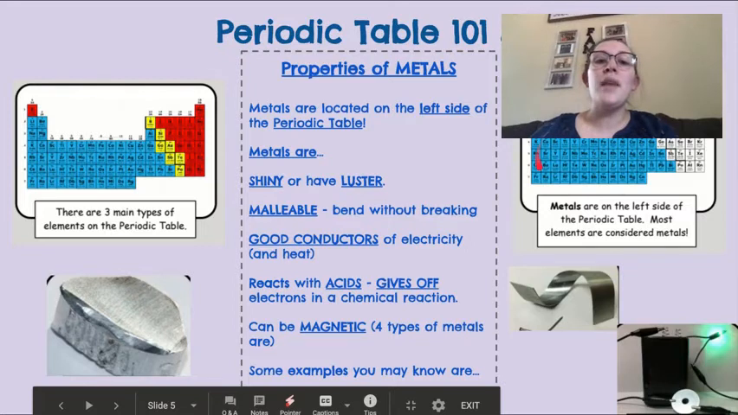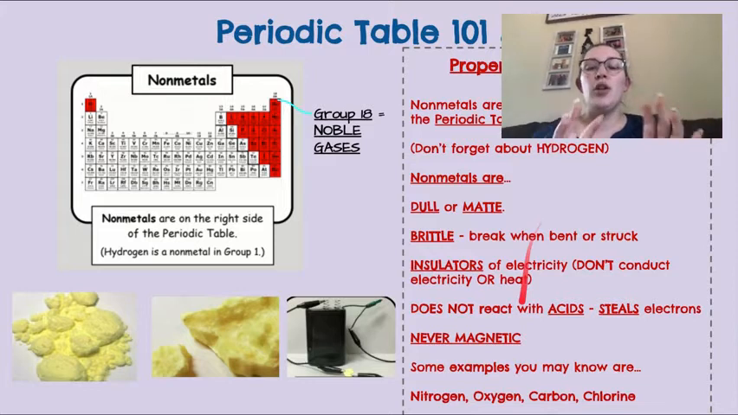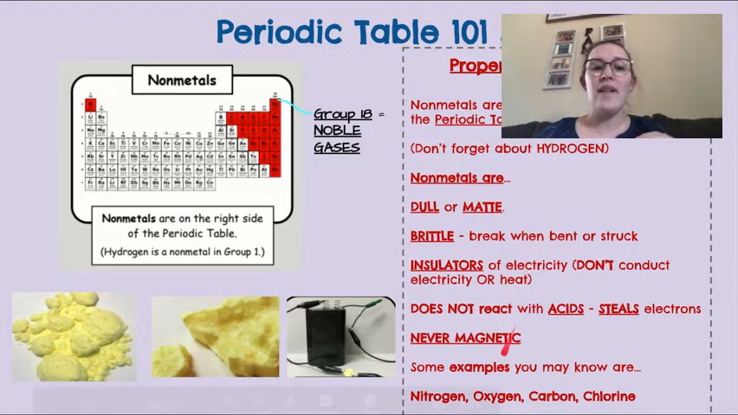Now we're going to go to our metalloids. Metalloids have properties of metals and non-metals. So I want you to keep this in mind. I'm going to show you non-metals, and then we're going to come back to metalloids. I just wanted you to know that one of the three types of elements is a metalloid, and they can have properties of both metals and non-metals. So we're going to talk about nonmetals first.